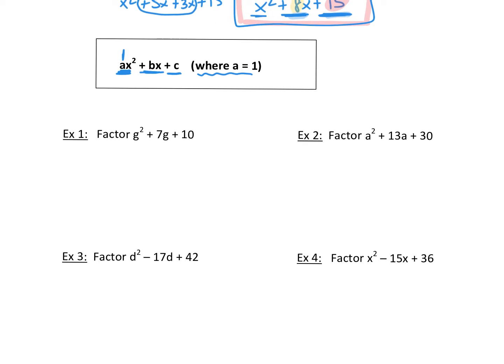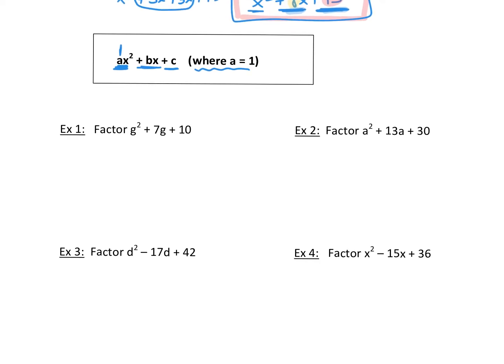But you'll notice that the format is something times g squared plus 7g, so a number times g, and then plus 10, a constant at the end. So that tells you to go into two binomials that multiplied to produce this answer. So what two binomials multiplied to get this answer? Well, I know that g times g must have given me that g squared.